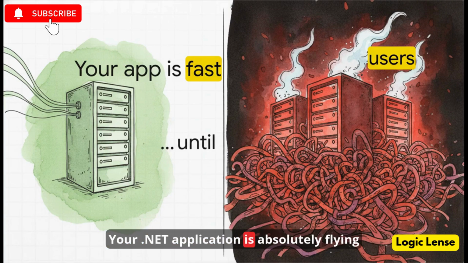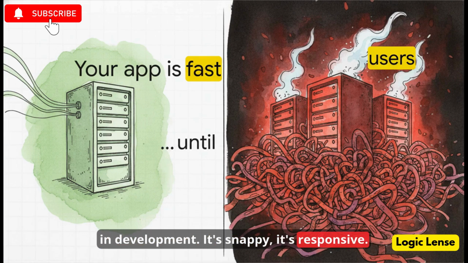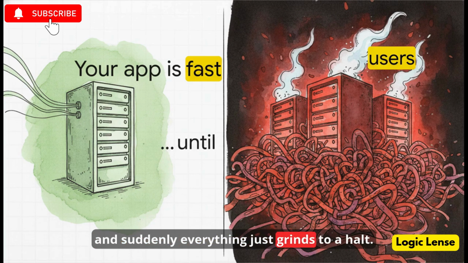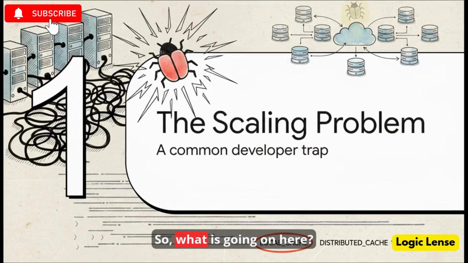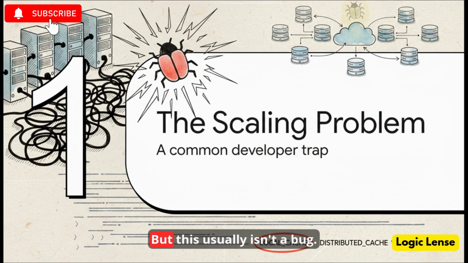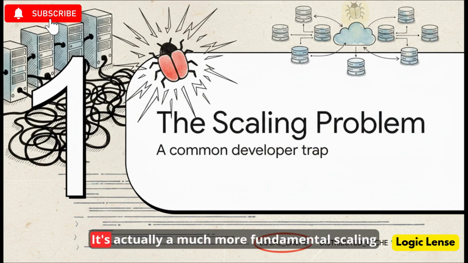Your .NET application is absolutely flying in development. It's snappy, it's responsive, but then you deploy it. Real users start piling in, and suddenly everything just grinds to a halt. So what is going on here? Your first instinct might be to think, what did I break in the code? But this usually isn't a bug. It's actually a much more fundamental scaling problem. And honestly, it catches a lot of developers by surprise.